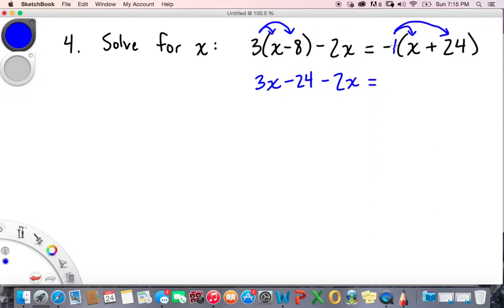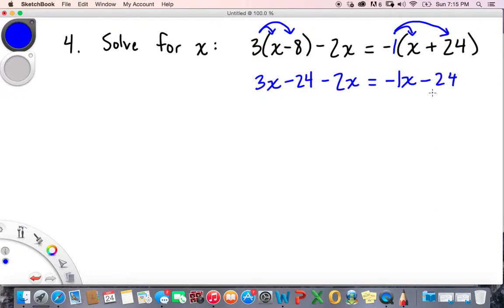And then on the right hand side we have negative 1 times x, that's negative 1x, or I could write that as just negative x. I'll just leave this as a negative 1 for right now. And then negative 1 times positive 24. A negative times a positive is a negative, and 1 times 24 is 24.